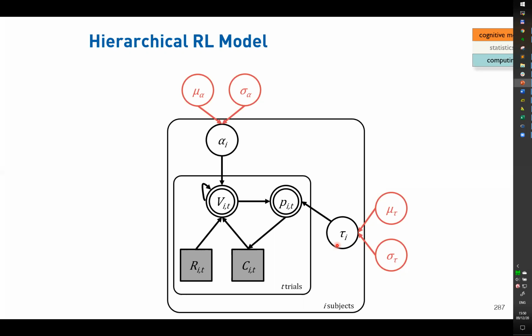I guess it should, right? Makes sense. And then in this case, we will have a hierarchical model quite completed for the simple Rescorla-Wagner value update. Okay, good.